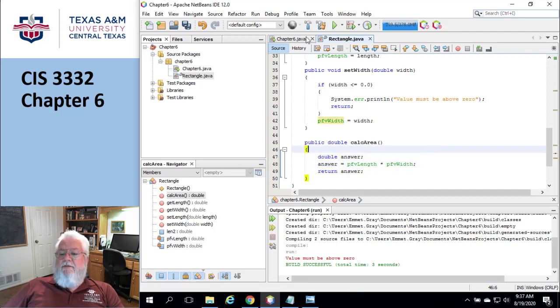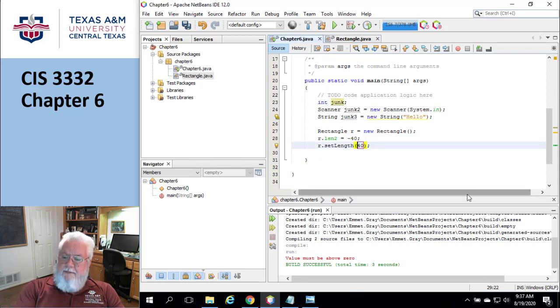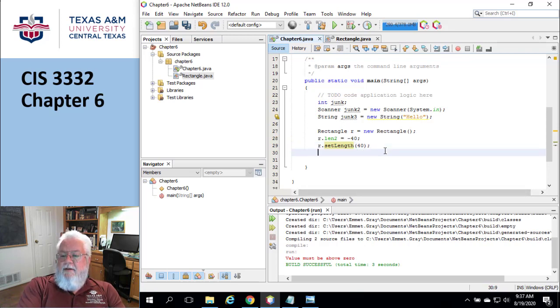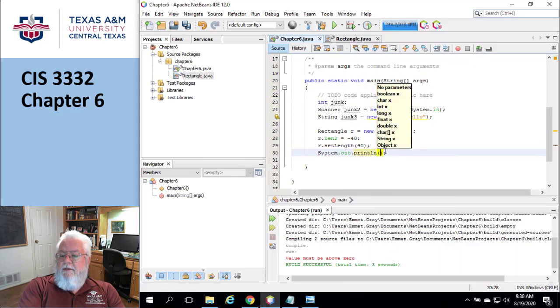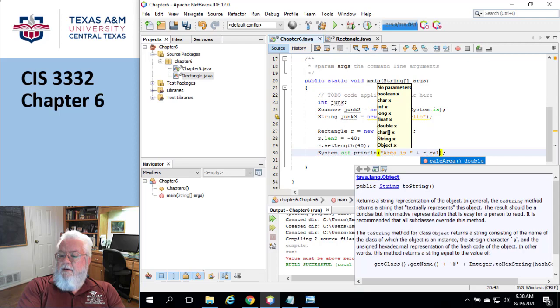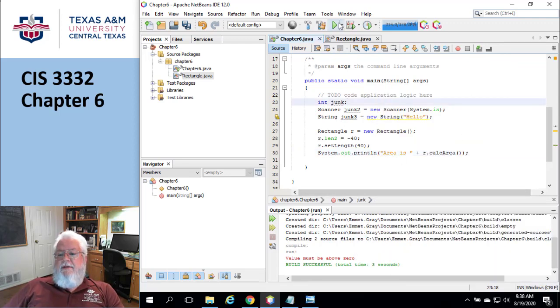Okay, so let's go back to our guy and let's do that. So I guess I'm going to have to go ahead and take this out. So now I've set the length successfully. And then I'm going to say, let's just do System.out.println and say "area is", and then I'm just going to do it this way. I'm going to say r.calcArea. Cool. All right. So let's run this, see what it does.